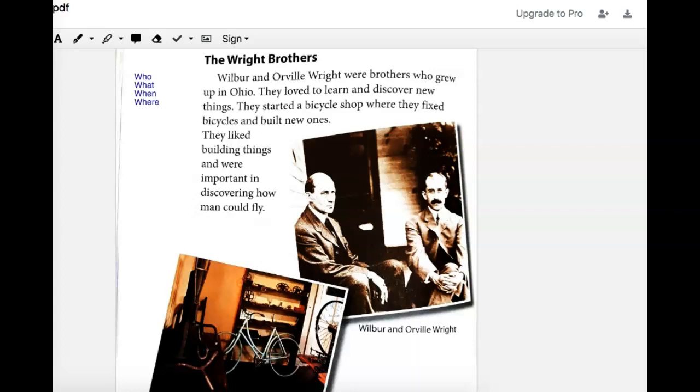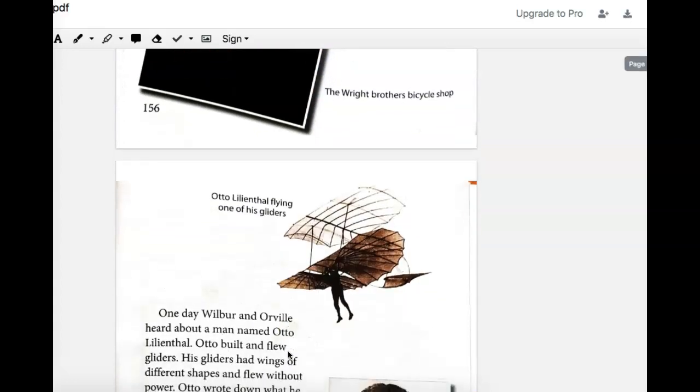So quick question. Who had the bicycle shop? Very good, Wilbur and Orville Wright, the Wright brothers. Then what did the Wright brothers fix in their shop? The bicycle. Very good. Let's move on to the next page.